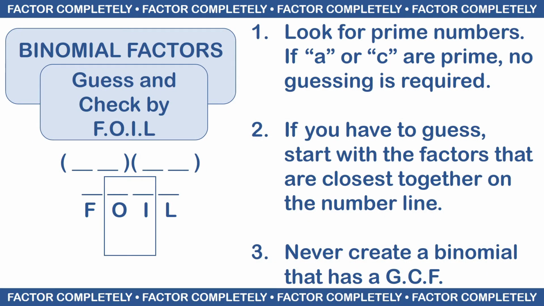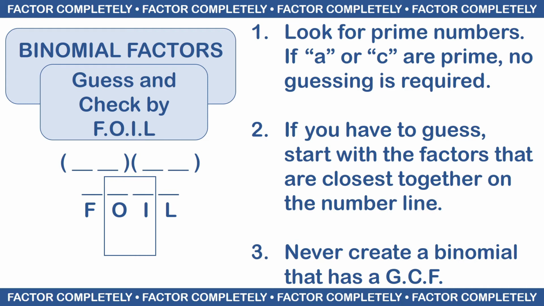If you're looking for the binomial factors and you don't have a difference of two squares and you don't have a perfect square trinomial, then you're going to have to guess and check it by foiling. Here are 3 important tips for you while you're guessing and checking. Look for prime numbers, numbers that only have 2 factors. If A is a prime number or C is a prime number, then no guessing is required. You already know what numbers to use to multiply together to get that A, which is a prime number, or that C, which is a prime number.